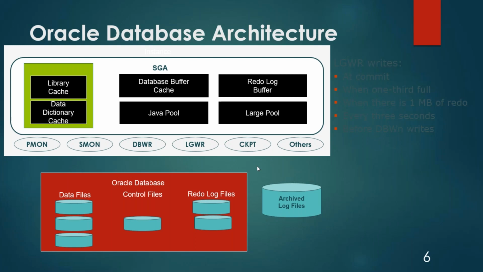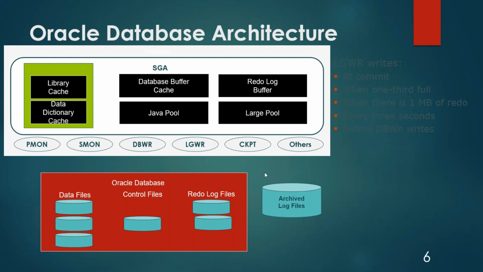So for Goldengate purpose, these redo log files or archive log files are the files which Goldengate uses for extraction purpose. So these redo log files or archive log files are called the transaction logs of the database. These redo log files and archive log files are called transaction logs.